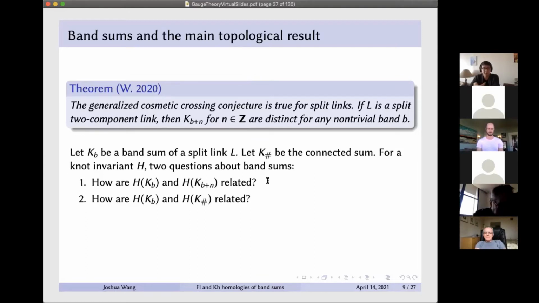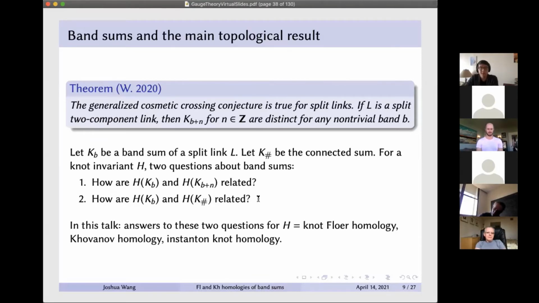Now, the first question is clearly related to the problem at hand. I want to distinguish the knots KB plus N as N varies. So I want a knot invariant which distinguishes them. But the second question is not so apparently related, but it will arise naturally. And in this talk, I'll give some answers to both of these questions for knot Floer homology, Khovanov homology, and instanton knot homology.